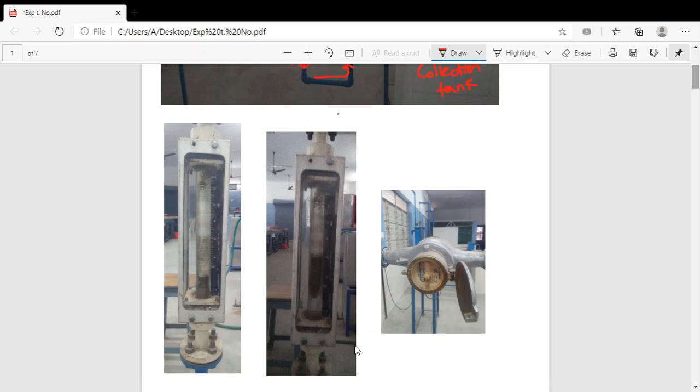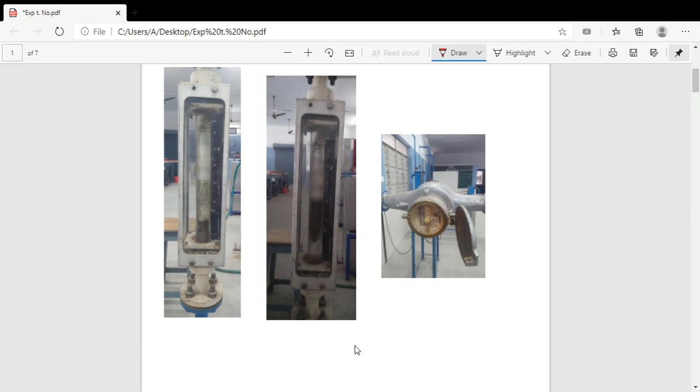A rotameter is a flow measuring instrument in which you can measure the flow rate in liters per minute. This consists of a transparent enclosure. Inside this enclosure you can find a transparent tube, and at the bottom I am having a float. So this is the float.